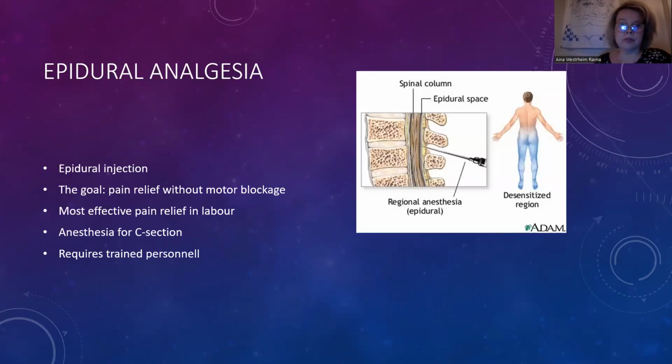So we're moving on to epidural analgesia. This is an injection into the epidural space, and the goal is to give pain relief without motor blockage. It is the most effective pain relief in labor, and it can also be used as anesthesia for C-section, and it requires trained personnel.